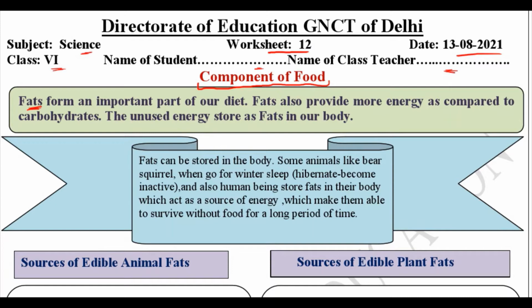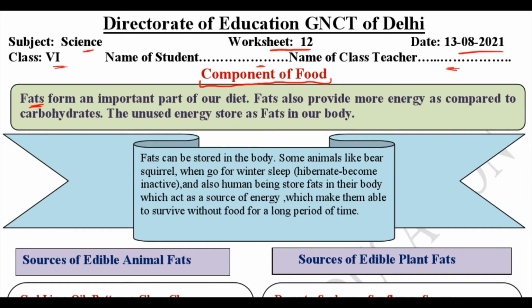So as you can see here, some animals, the bear and the squirrel, which go for hibernation, can store fats in them. Also human beings, you see, store fats in their body which act as a source of energy. So this fat can make them able to survive without food for a long period of time.